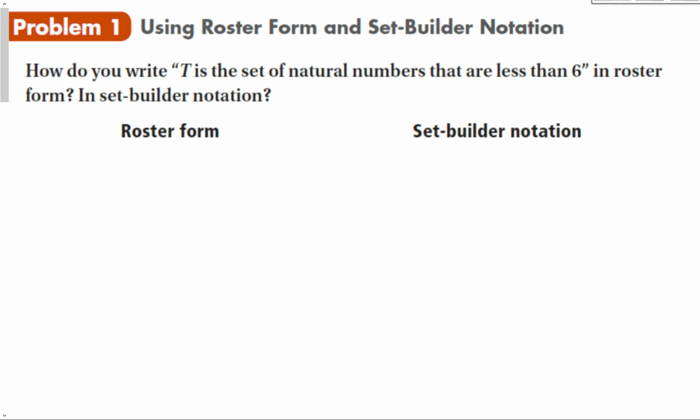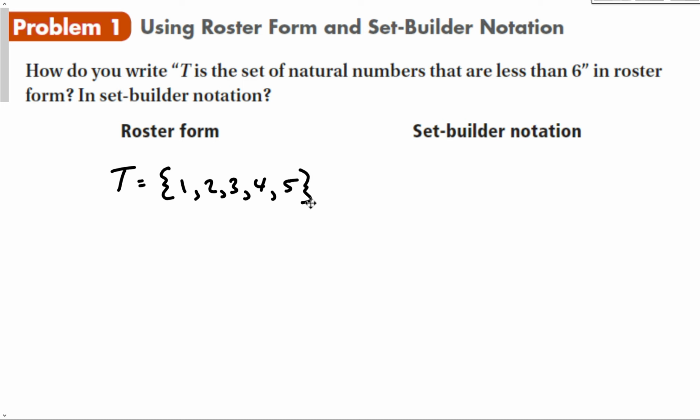So, how do you write T is the set of natural numbers that are less than 6 in roster form and in set builder notation? First of all, most sets we're going to write are going to be capital letters. We're going to put our brace, and then natural numbers, which means counting numbers, that are less than 6. So that's 1, 2, 3, 4, and 5. 6 is not less than 6. Okay, close my brace. And there's my roster form.